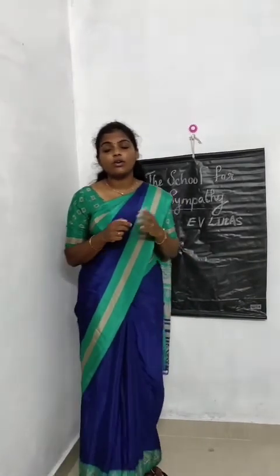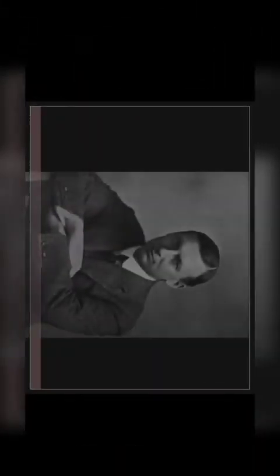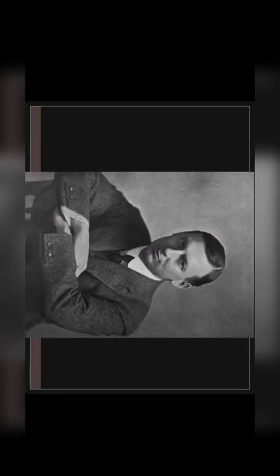So let's do an activity. Children, can you identify this person? Do you know who this is? This is E.V. Lucas. He is the author of this chapter, The School for Sympathy. Now let's look at his short biography.